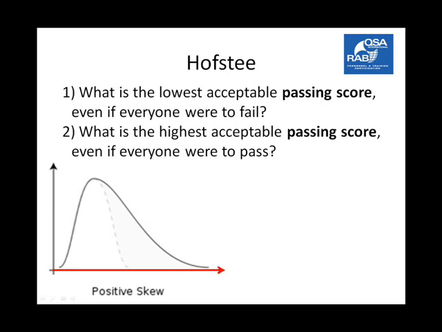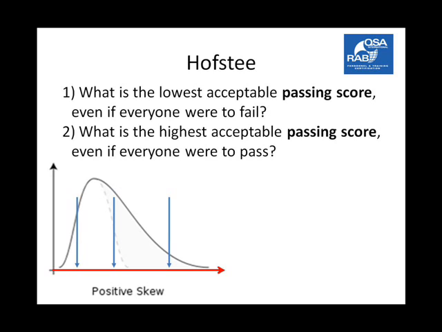The first test-centered question essentially asks if we have a positively skewed score distribution, like the one shown here where most of the examinees have low scores, and our passing score results in everyone failing, what would be that lowest acceptable passing score? At what point along that score range would you rate the passing score to be your lowest acceptable passing score?